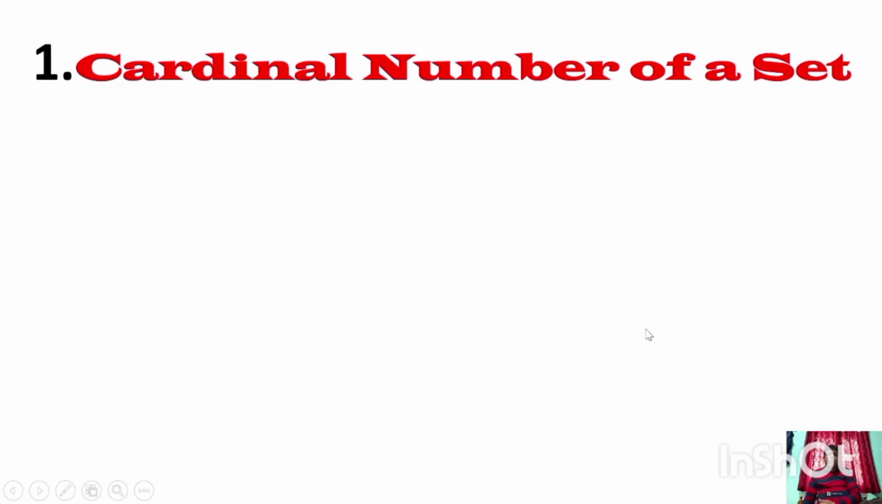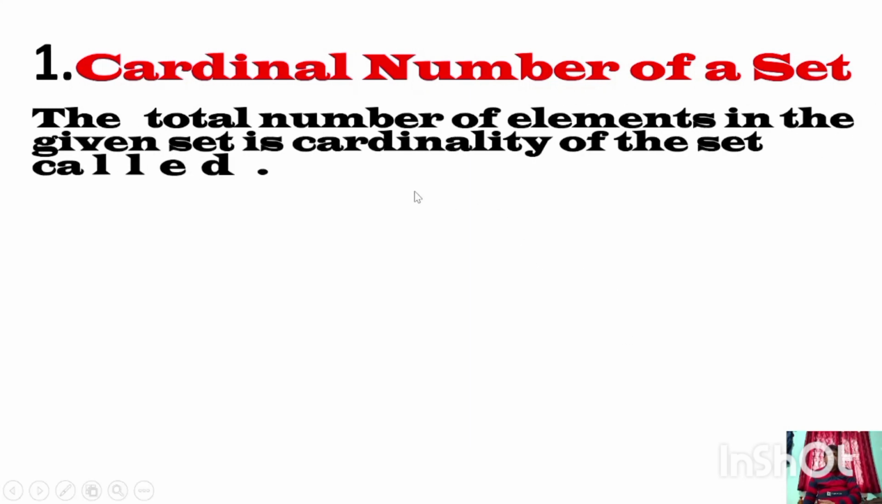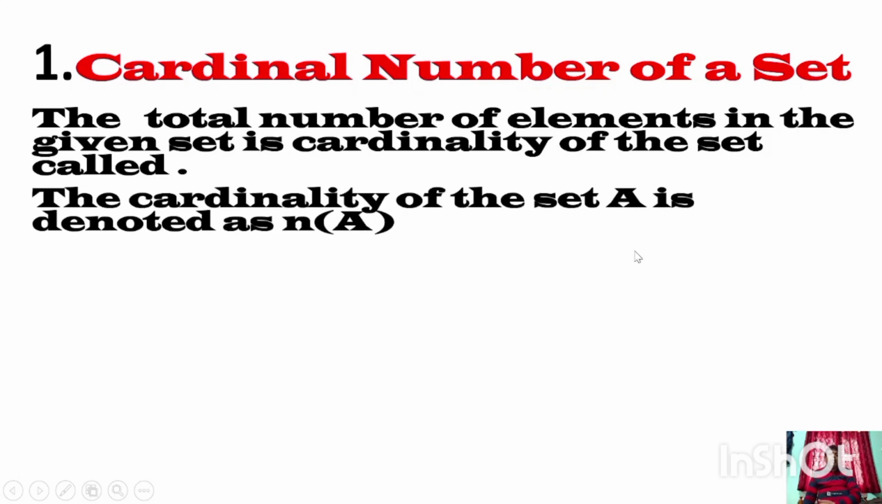What is the cardinal number of a set? The first point, basic concept and definition: the total number of elements in the given set is known as the cardinality of the set. The cardinality of the set A is denoted by n(A).